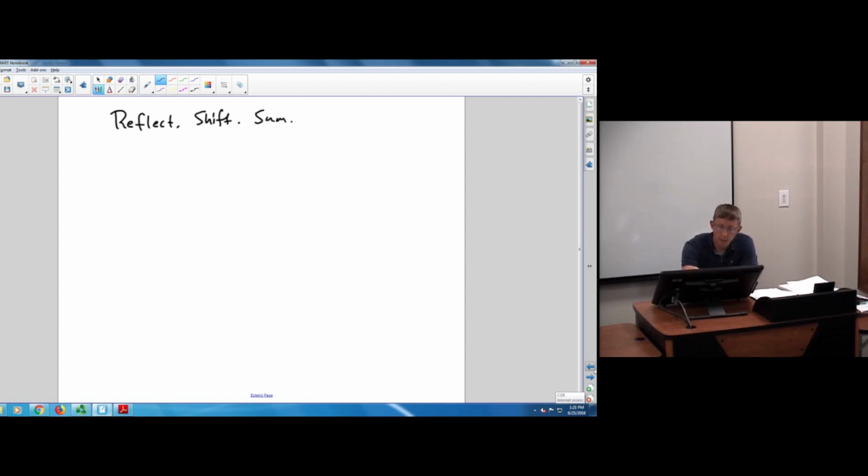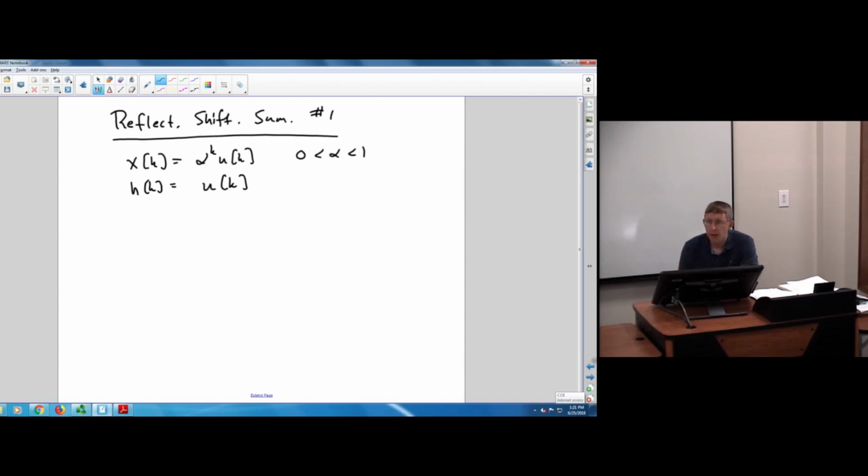Sum number 1. So here are the signals that we'll work with. x of k is alpha to the k, u of k, and h of k is just a unit step. I'm going to tell you that alpha is a real number between 0 and 1, so 0.8, 0.2, something like that. And guess what we're going to compute? We're going to compute y of k, which is the convolution of x with h.